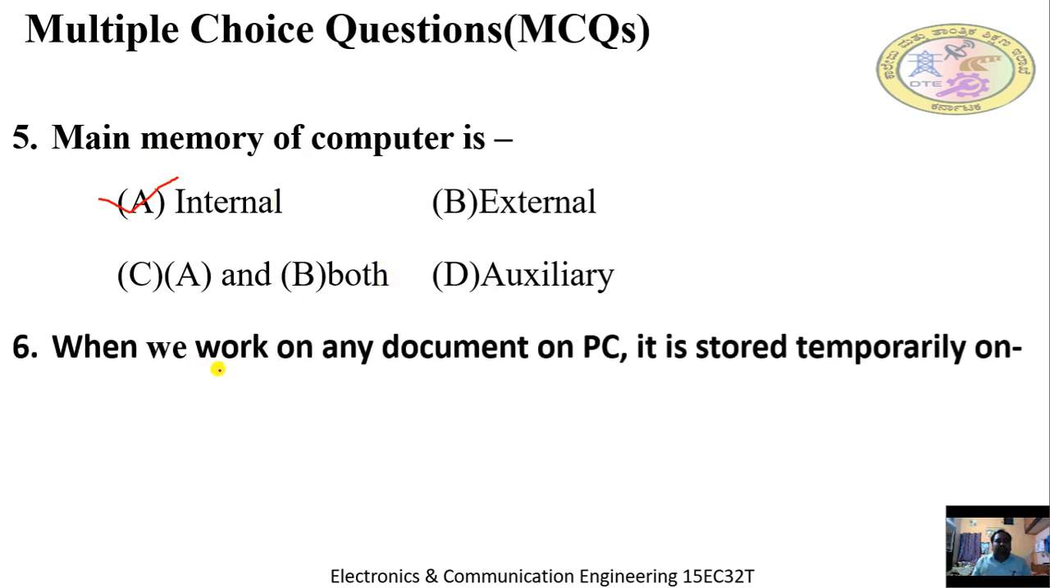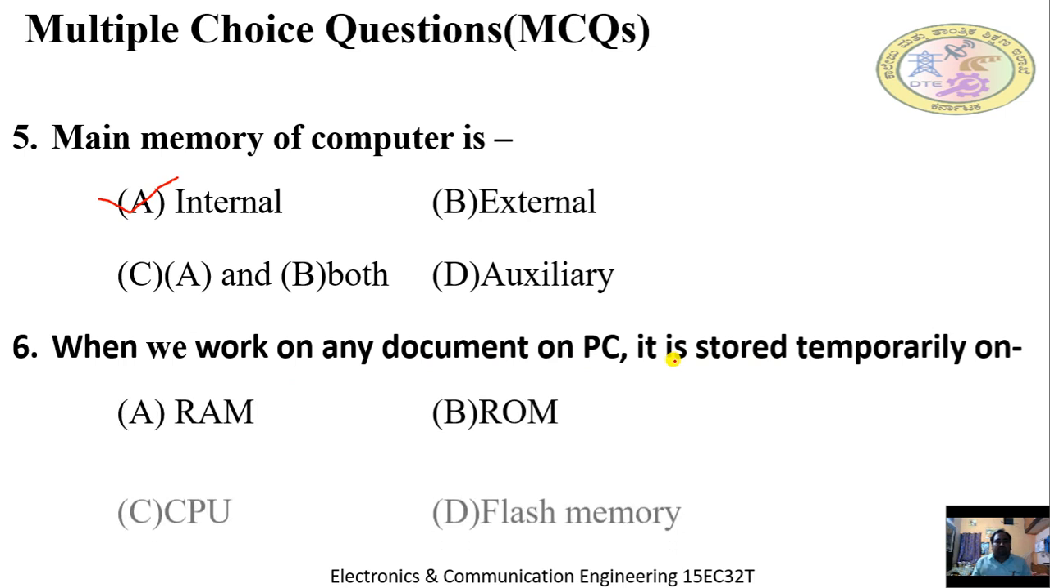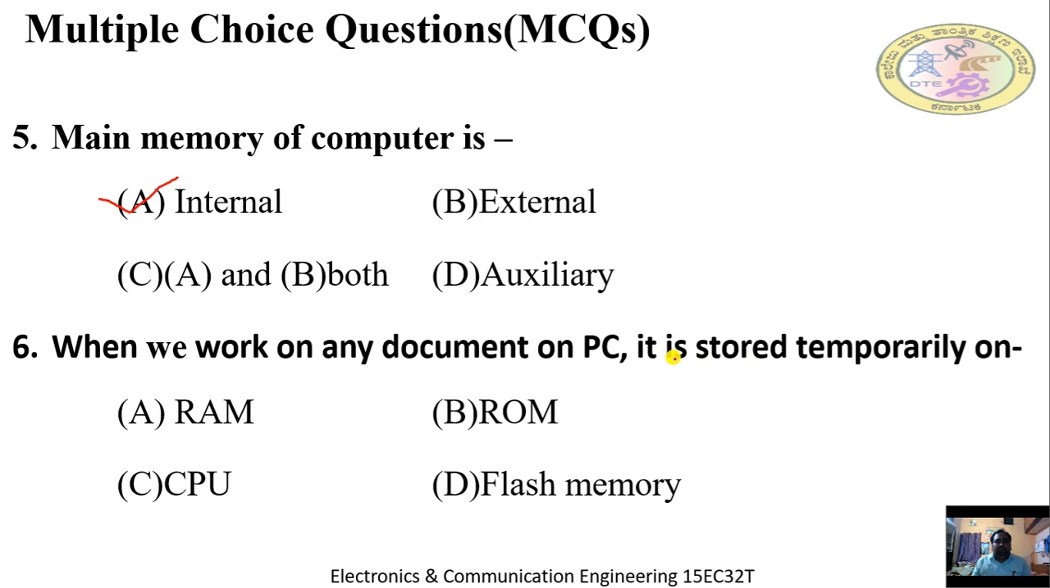Okay, the sixth question: when we work on any document on a PC, it is stored temporarily on option A RAM, option B ROM, option C CPU, and option D flash memory. As I told you, if you are not working on any document, it will be available in the secondary storage, that is your hard disk or magnetic disk. But when you click and open it, that copy is temporarily available on RAM. The answer is RAM.